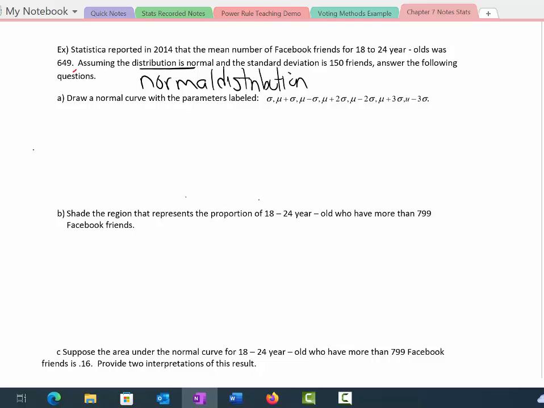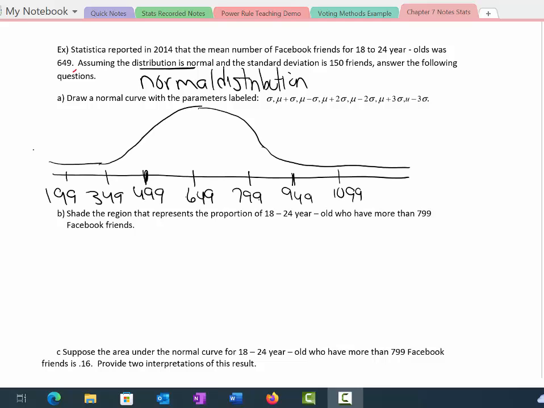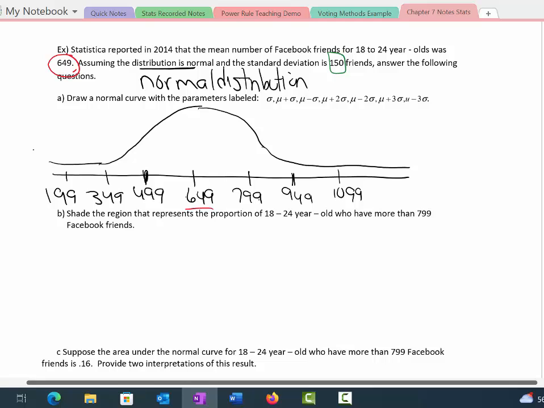So for part A, let's draw the normal curve. This is what this is going to look like. We know in the middle is the mean. Well, the mean is 649. The standard deviation is 150. So if I go to the mean and go to the right, what am I doing? I'm adding 150. 649 plus 150 is 799. 799 plus 150 is 949, so on and so forth. To the left of the mean, 649 minus 150 is 499. 499 minus 150 is 349.